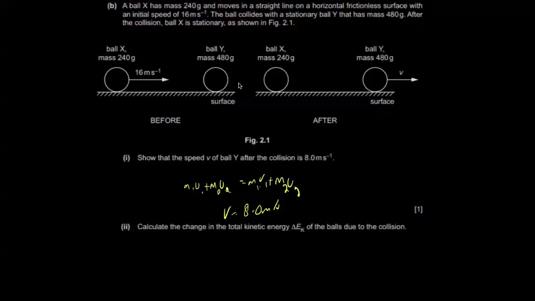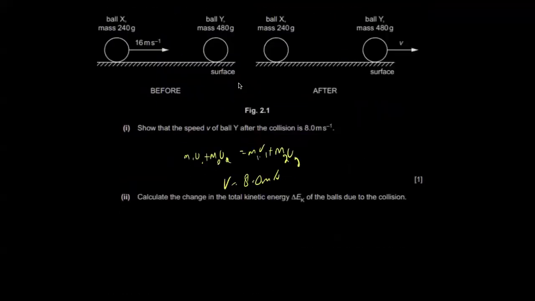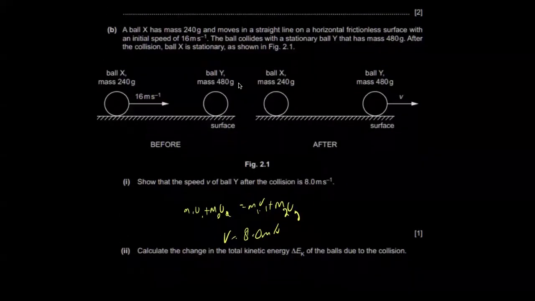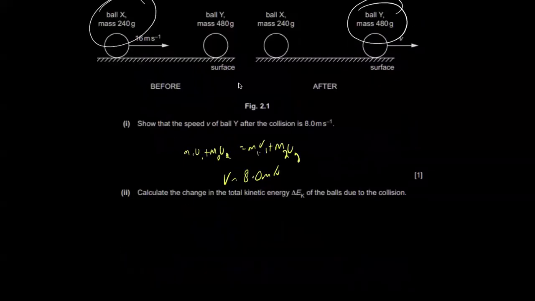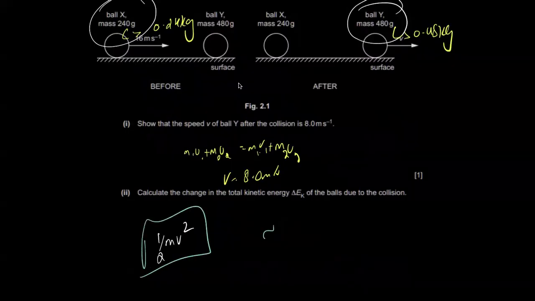Calculate the change in kinetic energy of the balls due to the collision. So you just find the kinetic energy of this ball and you just find the kinetic energy of this ball and you just subtract them, by the way. So 1 by 2 mv square, just make sure you convert this 240 into 0.24. You have to convert it into kilograms. You have to convert this into kilograms as well. And you just have to use these values. ठीक है?